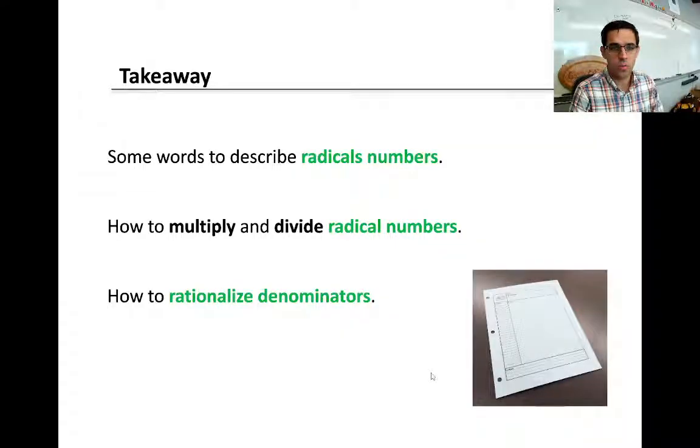Alright, so we now have some words we can use to describe radical numbers. We have radicand, we have radical, we have index. We have mixed radicals, we have entire radicals. We also know how to multiply and divide radical numbers. And speaking of dividing radicals, we also know how to rationalize the denominators.